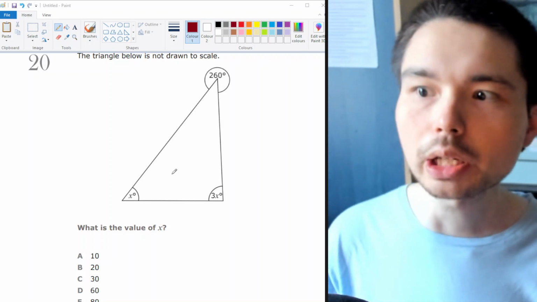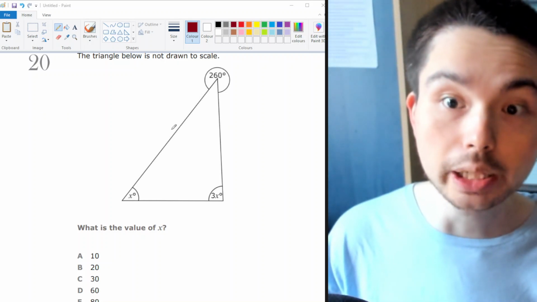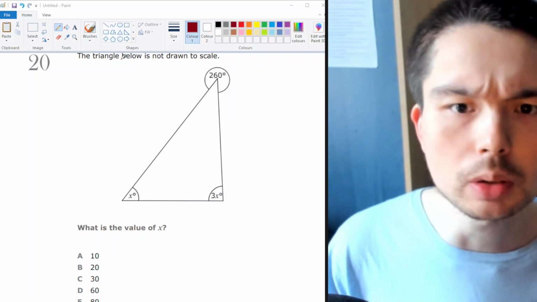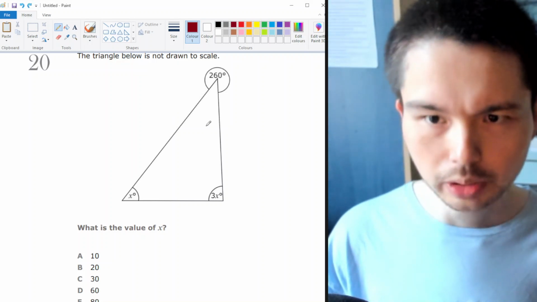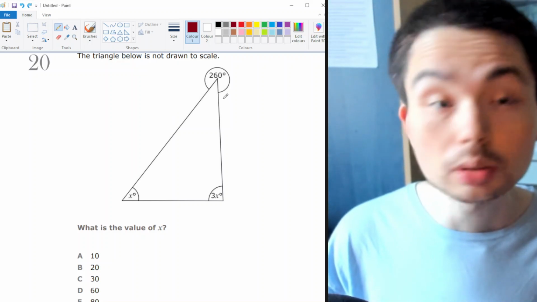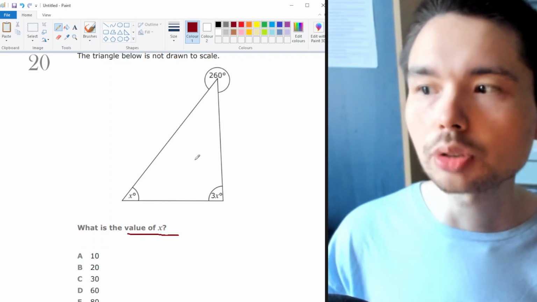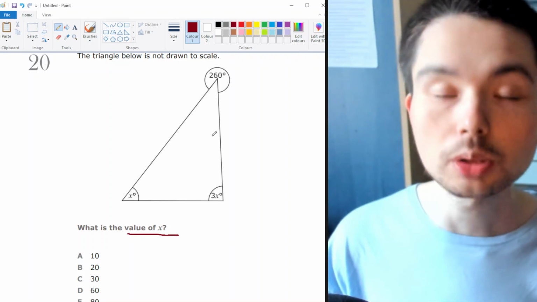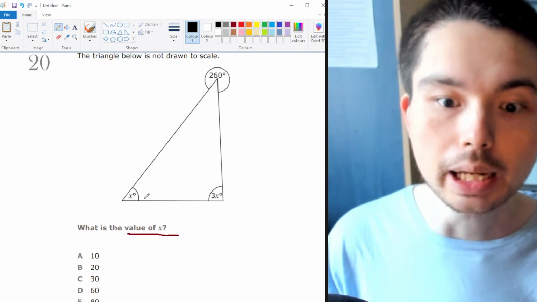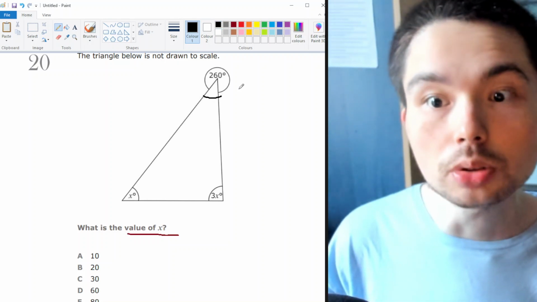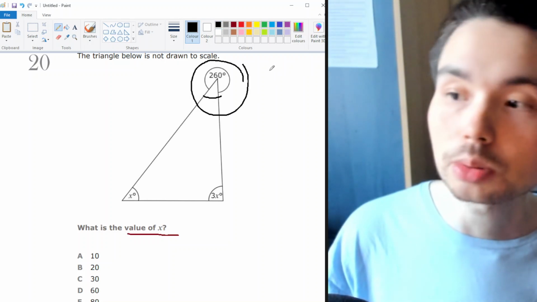Question 20. The triangle below is not drawn to scale. But in the exam, you won't have a protractor anyway. Yeah, don't even measure it. You can't. Next, what is the value of x? Now, we had a triangle question before. So expect these to come up in the real test. x, 3x. We don't know that one. Or do we? Yes, we do. Because angles around a triangle.